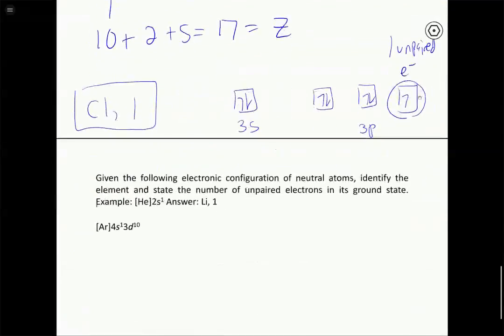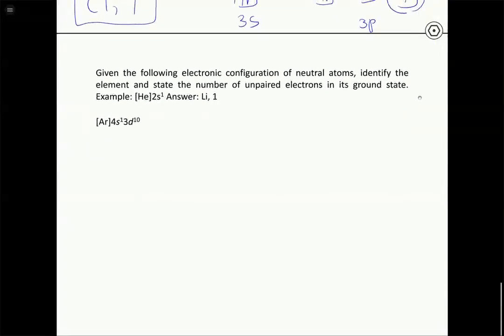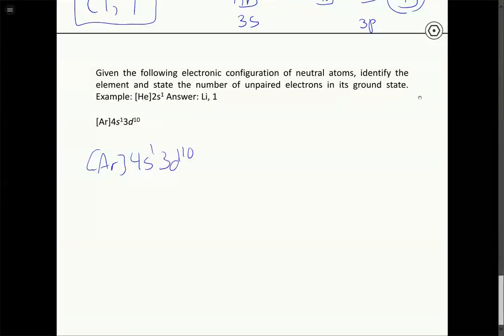Alright, and then this question is almost identical. We're giving you the configuration, identifying the element. Now we've actually seen this one on a previous problem, argon 4s1 3d10, but again, if we hadn't seen it before, or didn't realize this, we can still just look at the total number of electrons to identify what the element is. So for the argon 4s1 3d10 configuration, we look at the number of electrons in there.